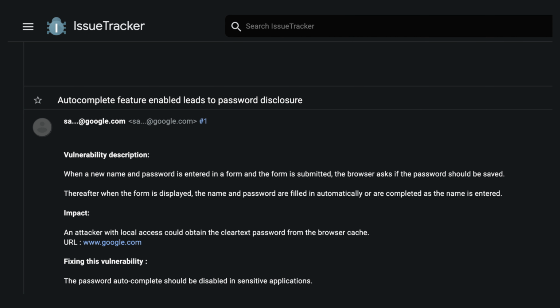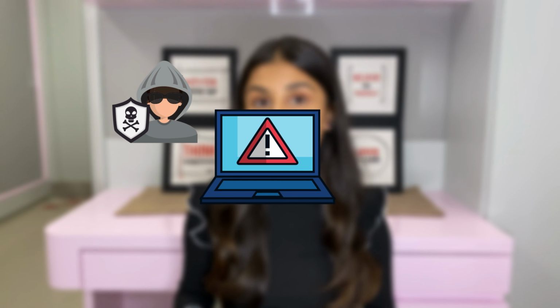Let's look at this report. Here the researcher points out that the password autocomplete is enabled, and if the victim uses this feature, then it could allow an attacker to retrieve the victim's password in clear text. Once again, if we analyze the impact of this bug, it seems that exploiting it will only be possible if the attacker has local access to the browser where the victim had logged in. So what both the first and the second reports have in common is that they require the attacker to use the same machine as the victim.